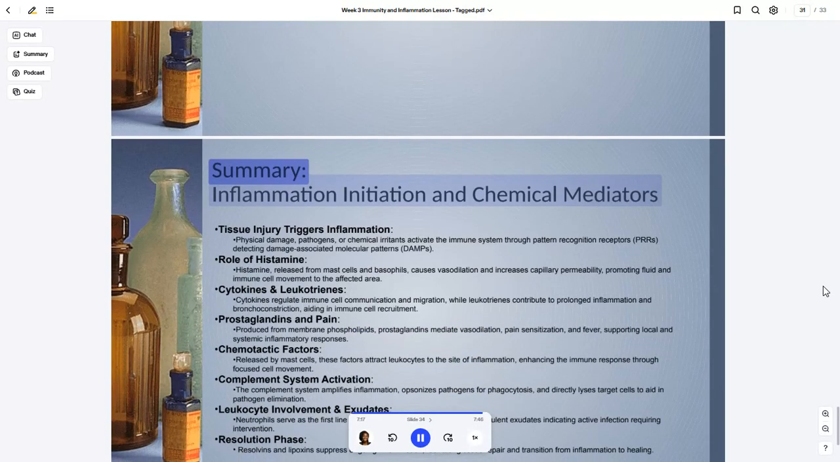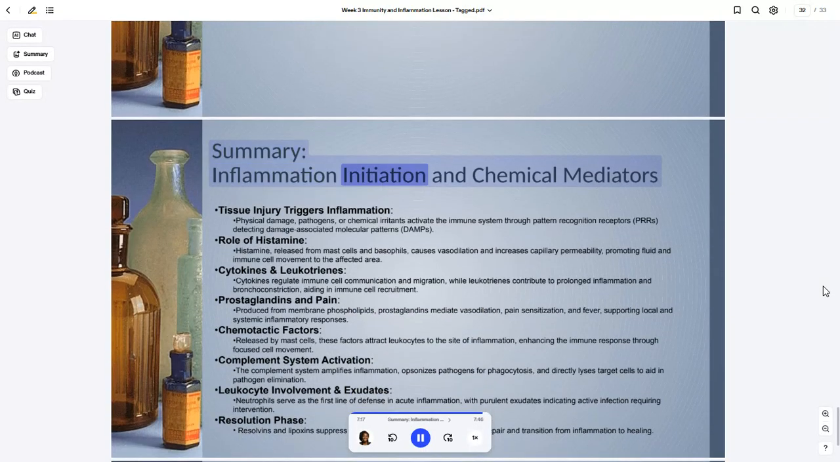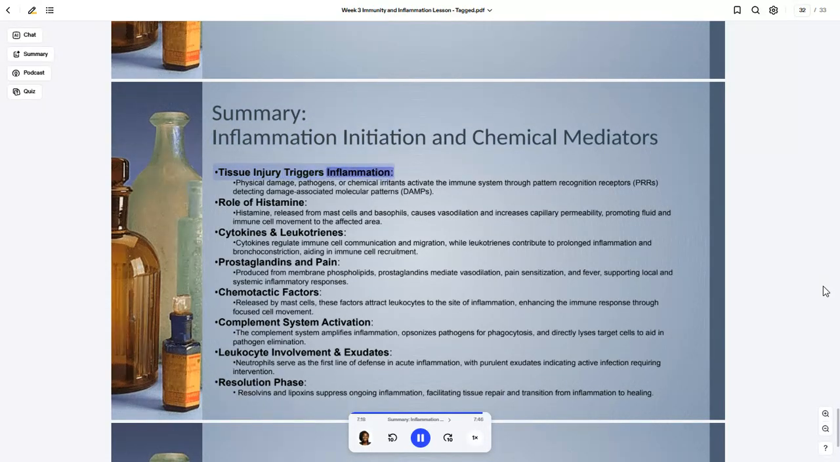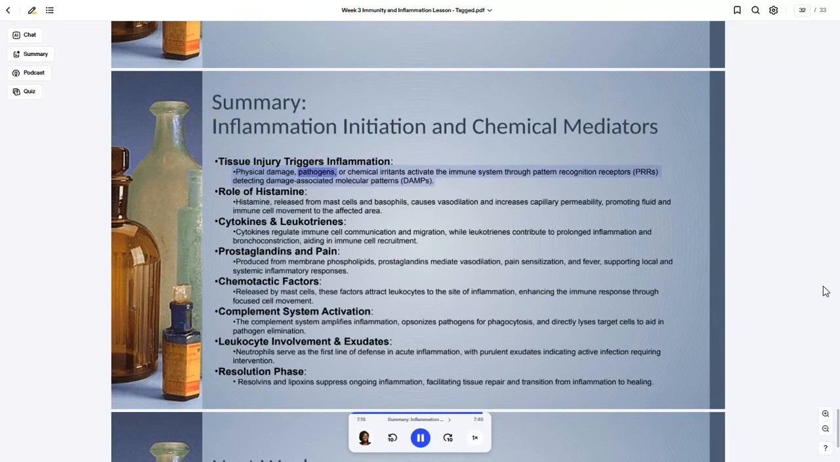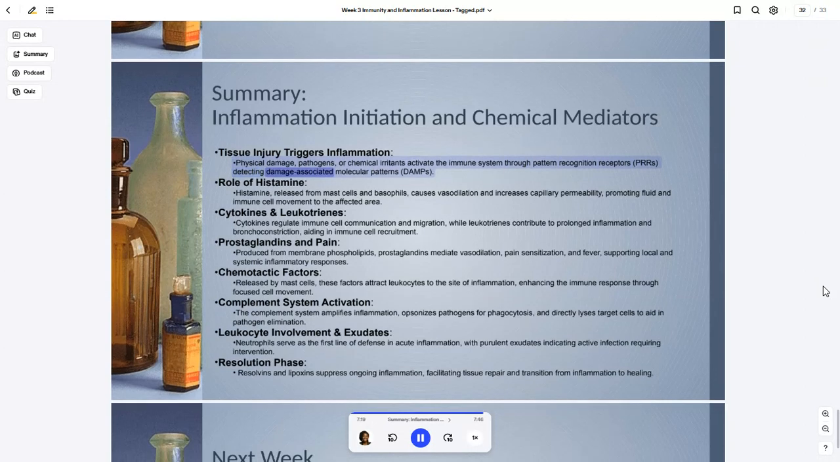Summary: inflammation initiation and chemical mediators. Tissue injury triggers inflammation, physical damage. Pathogens or chemical irritants activate the immune system through pattern recognition receptors, PRRs, detecting damage-associated molecular patterns, DAMPs.